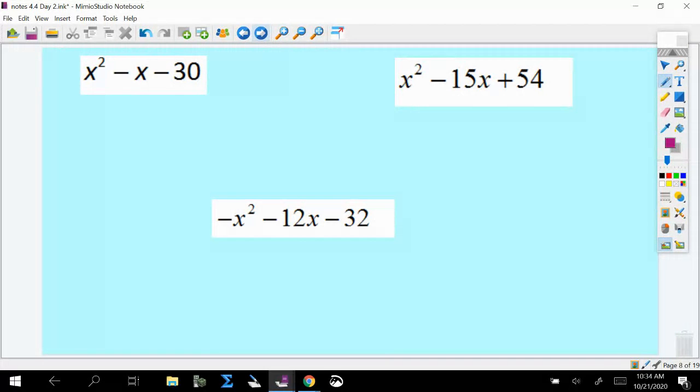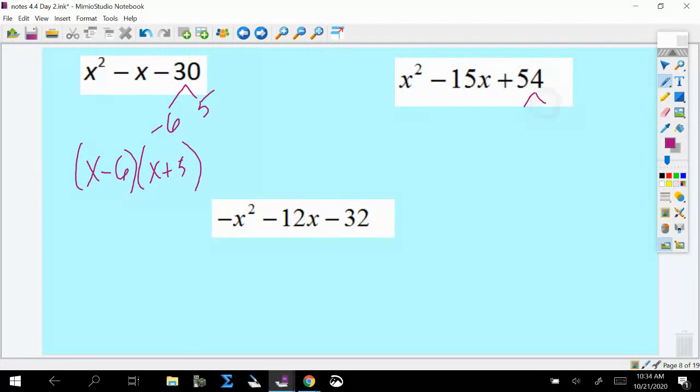Here's some more. Again, if you feel comfortable with it, you can keep going. I am going to do one other thing in this video if you want to fast forward a little bit. So I need numbers that multiply to get negative 30 and add to get negative 1. So that's going to be negative 6 and positive 5. So we have x minus 6, x plus 5.